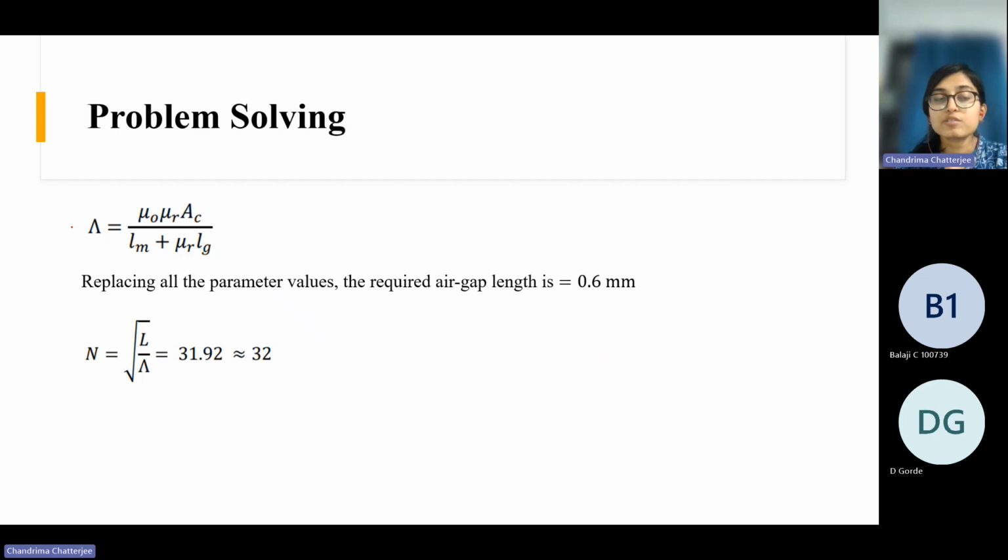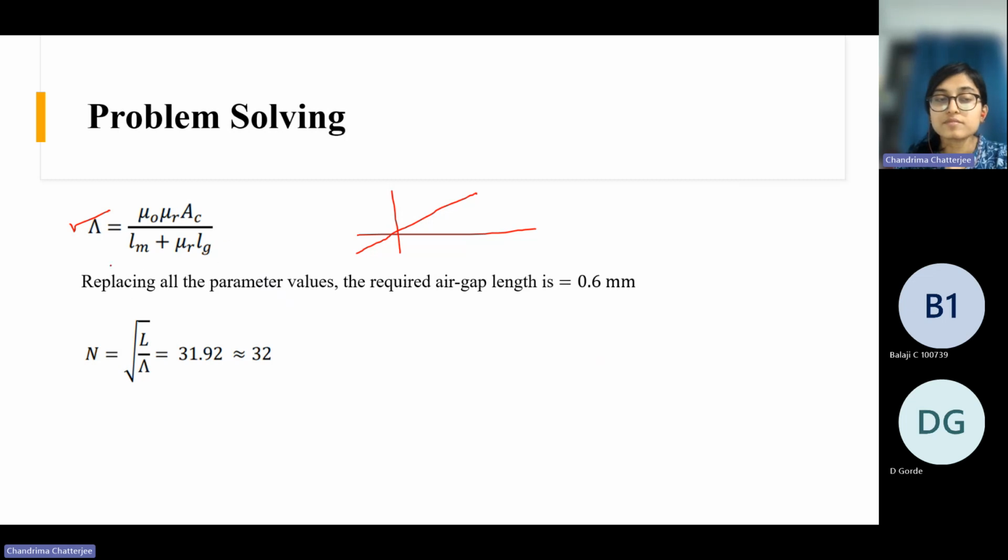Now we need to find out permeance. And we also need some air gap, right? Because we said we will need some air gap for the inductor to reduce the slope. To reduce the slope, we need to find out the air gap. So we will introduce some air gap.